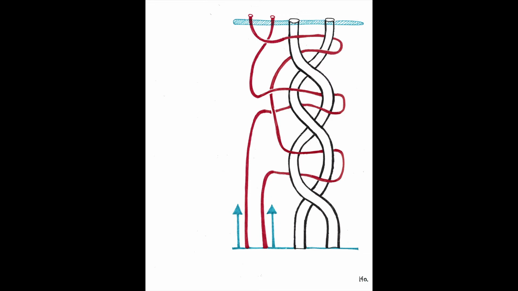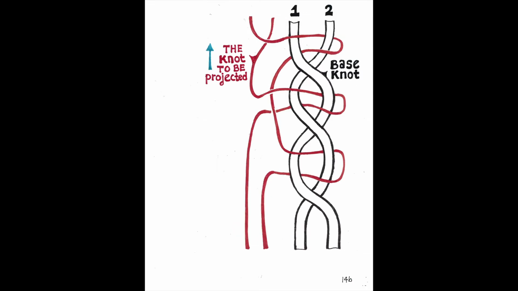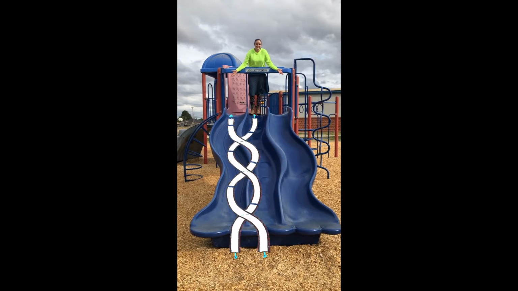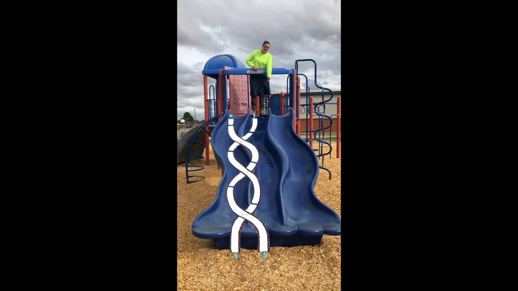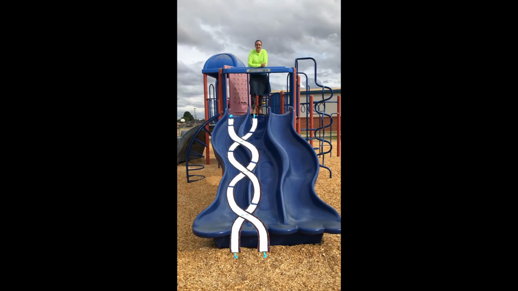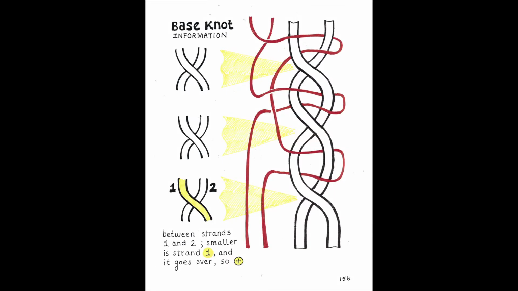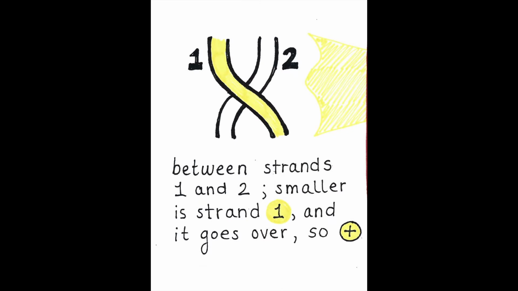With this terminology, we call the original knot the base knot, and the red curve we can suggestively call the knot to be projected. In the base knot, the strands are labeled left to right, starting from strand 1, as in many other popular braid representations. We note the number of strands in the base knot, and then we encode each of the crossings in the base knot by noting which of the strands is the smaller in the 2. So for example, if the crossing is between strands 1 and 2, we'll remember the number 1, and we'll also remember a positive or negative.